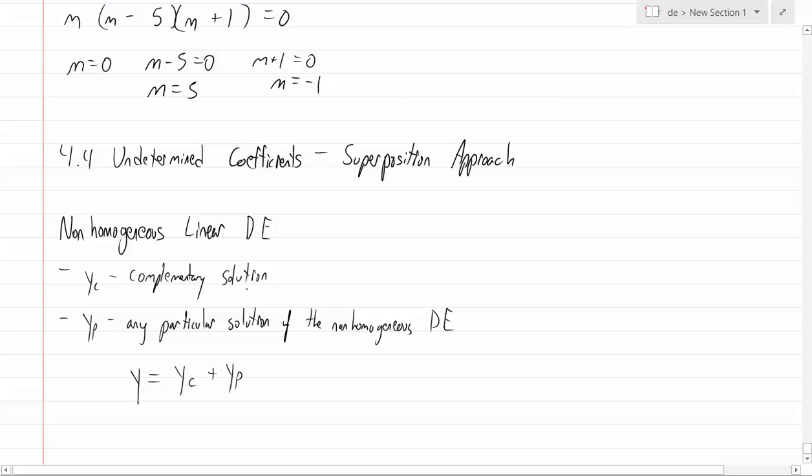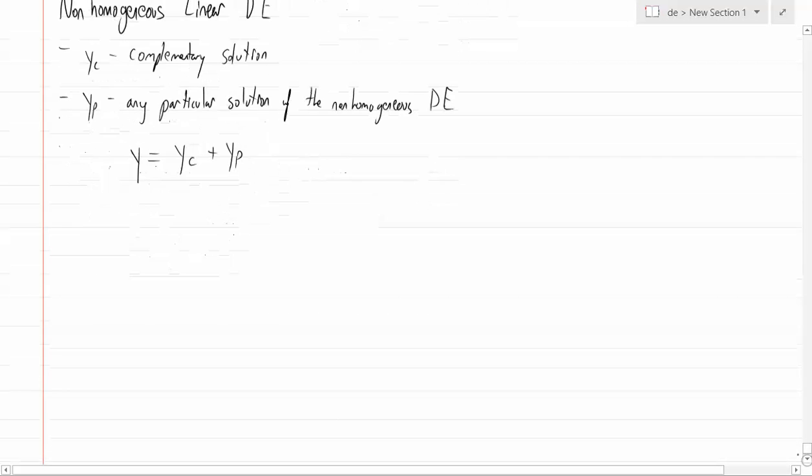Now the complementary solution, that is the homogeneous solution. So if the differential equation was equal to 0, like we did in the previous section, we find those answers. Then we have to figure out a way to find the particular solution of the non-homogeneous differential equation, and the solution will be the sum of those two solutions. Okay? So that's what we're going to do.